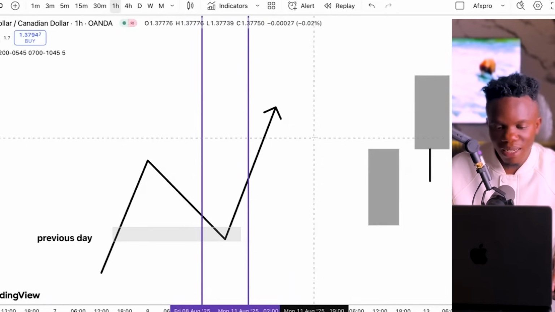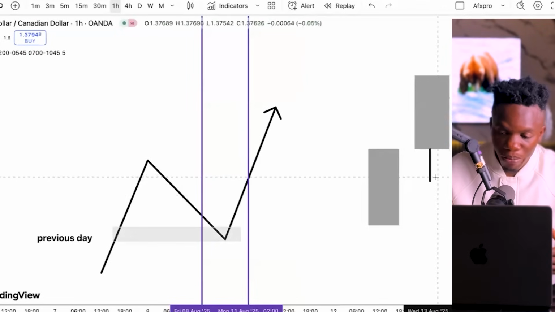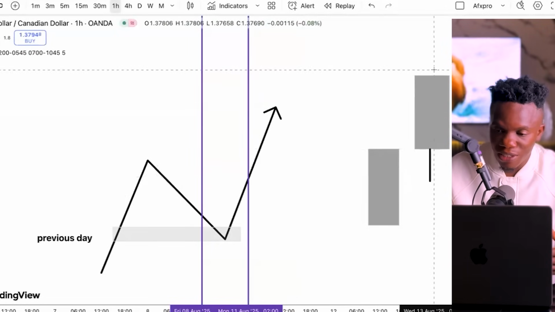Let's go to the chart and I'm going to give you guys some examples. So remember what I said: we want a situation whereby we get on board and then the market just moves in our direction immediately.